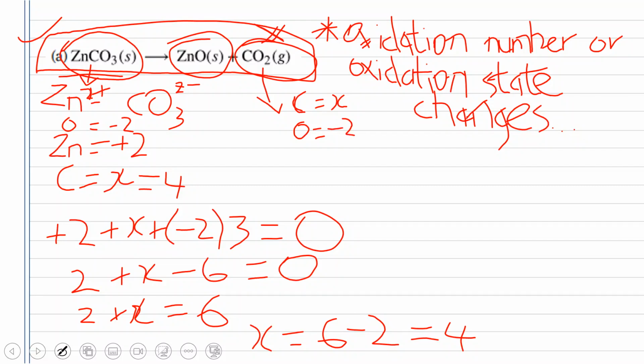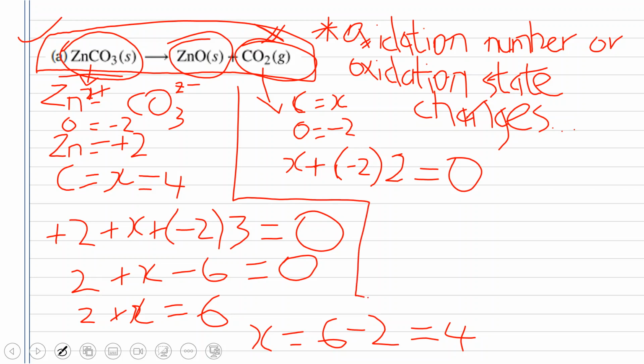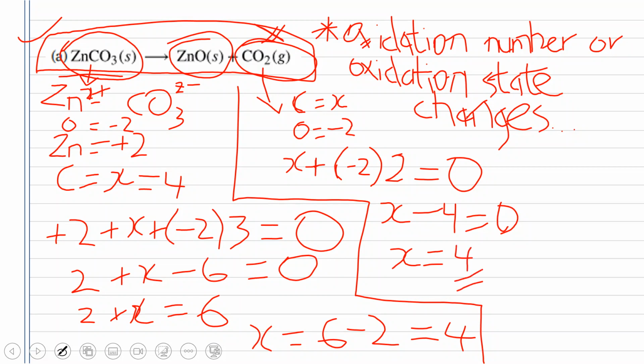So X plus what? I have -2 for oxygen, but there's 2 of oxygen, so I put 2. The total charge is 0, so I put 0 here. We're trying to solve for the oxidation number for C. So I have X, and 2 times -2 is -4, equals 0. Do you see what is happening here? X becomes equal to 4. So still the oxidation number for C is 4.